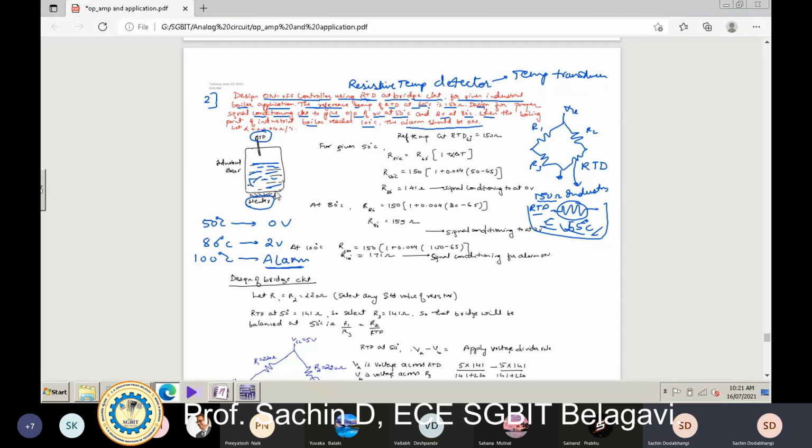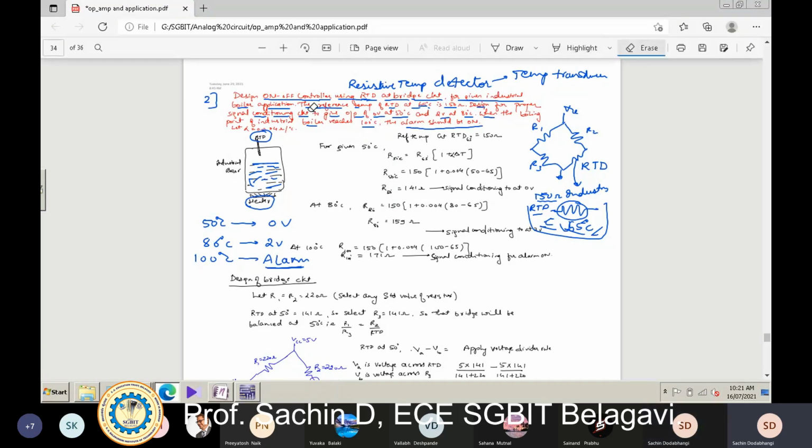Alpha is given here. You can see the last point. Alpha is given.